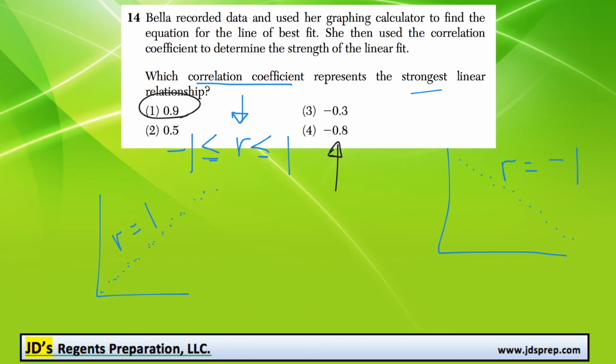Negative 0.8 is pretty close, but that's actually 0.2 away from -1, which would also be a perfect linear relationship. So in the end, because 0.9 is the closest to +1 or -1, that would be our strongest linear relationship.